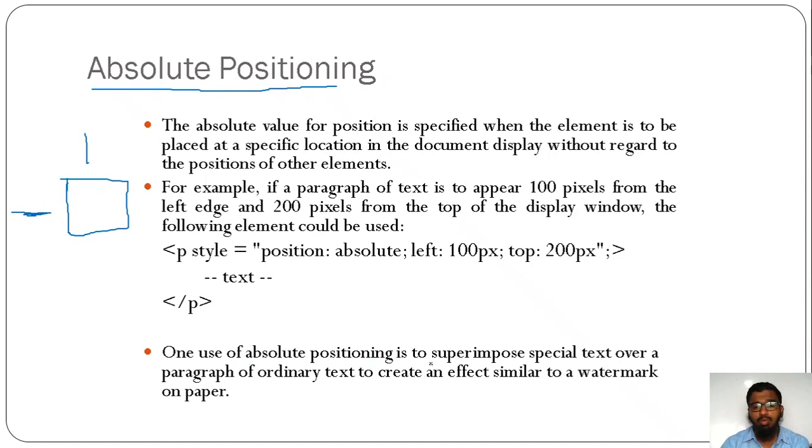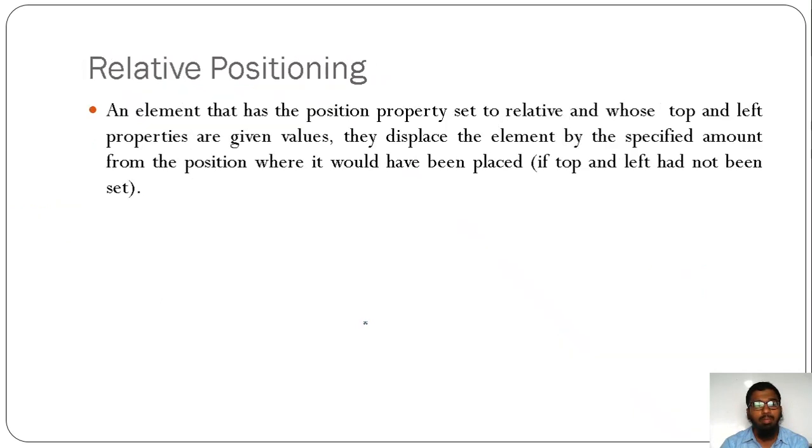One use of absolute positioning is to superimpose special text over a paragraph of ordinary text to create an effect similar to a watermark on paper. Watermark means something is displayed in the background of the text. Like if you have written the OU exam, in the OU exam you can see the logo of OU in the background. So that is called a watermark.